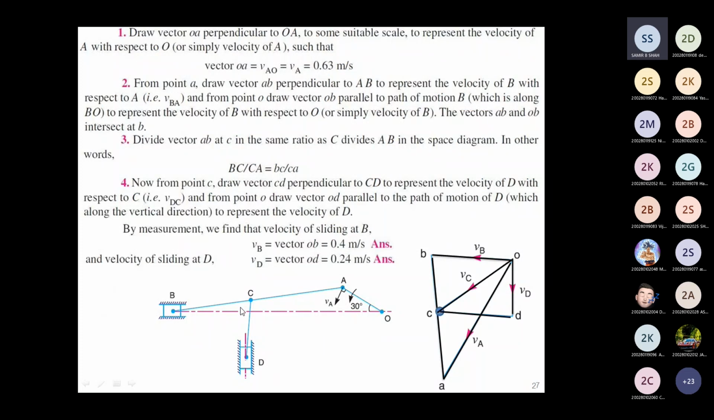After that, AB. So we have to just draw the AB. We don't know the dimensions, right? But we know that, so we have OB, which is this pink line.